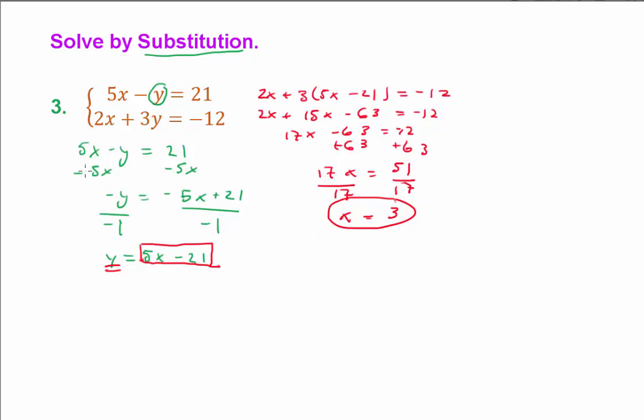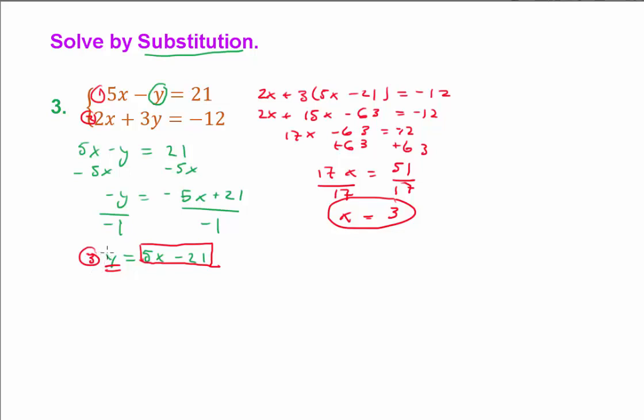You have 3 options on where you can substitute this value for x to get y. You can go back to the original number 1 equation, the original number 2 equation, or you can go to the solved number 1 equation. I'll call this equation 3. So you can go back to number 1, number 2, or number 3 to find the y value.